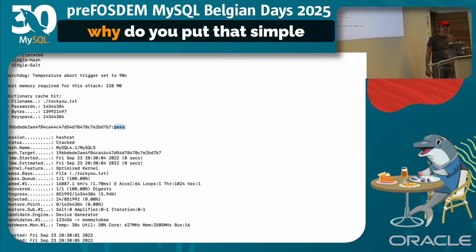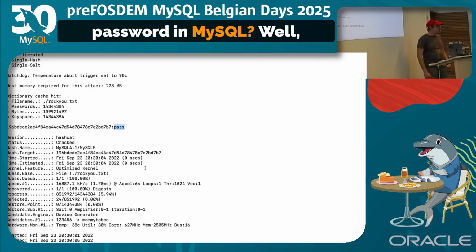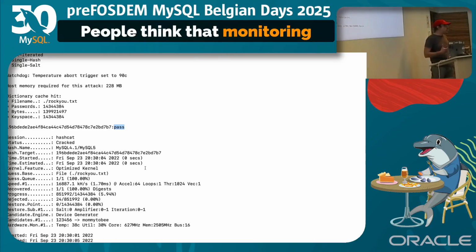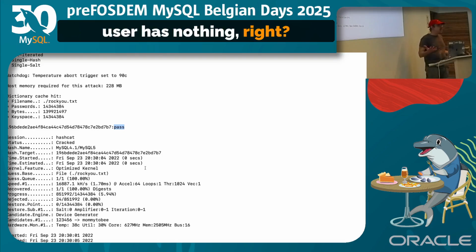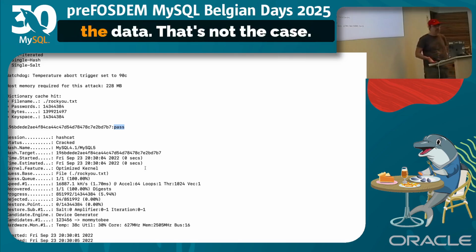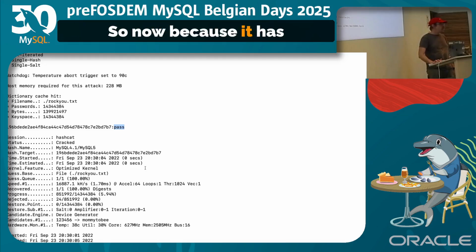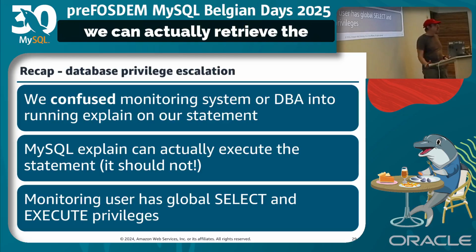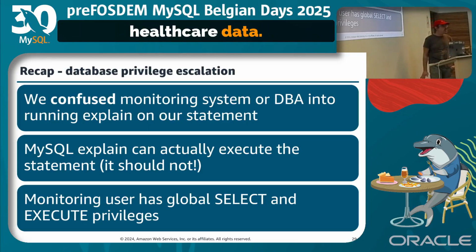So why did they put such a simple password in? Well, because it's monitoring. And no one cares about monitoring. People think that a monitoring user is nothing, right? It's just a monitoring system. It doesn't have privileges. That's not the case. Because it has a global flag, we can actually retrieve the healthcare data.